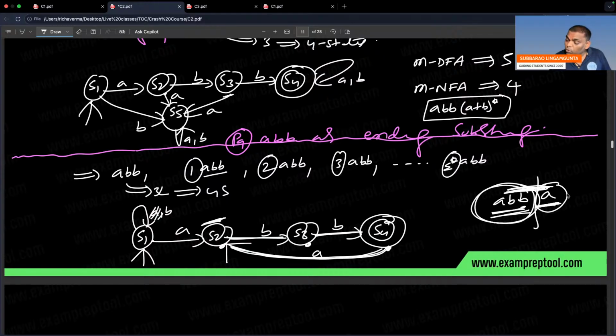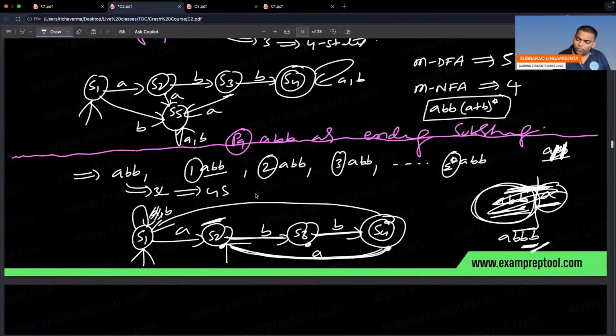Next one. Suppose assume after ABB, B came, then see what happened. Last three symbols are not in our format ABB. Last three not satisfied. At least last two, in ABB if you see AB, last two also not satisfying. It is BB. At least one symbol also not satisfying. It is B. So it is completely gone. After ABB, if you get B, you have to start from the starting. What is the meaning? B followed by again ABB. You have to go here.